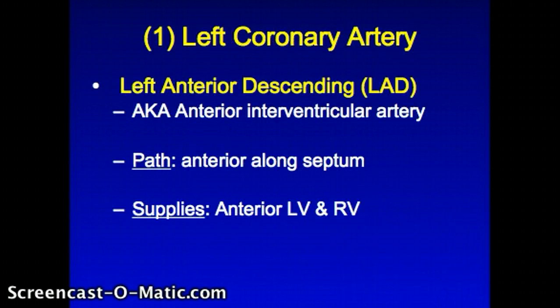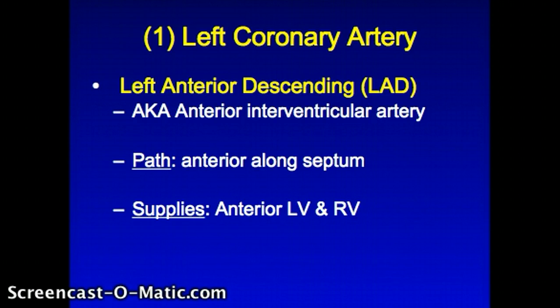Okay, the first one in your notes is the left anterior descending, or the LAD. It's also called the anterior interventricular artery because it is mainly going to work with the septum. It's going to deal with the ventricles mostly. If you look at the path, where the vessel goes down the heart, it's going to go anterior, which means front, along the septum. And remember, the septum is the middle part of the heart that divides one side from the other. It's going to supply the anterior left and right ventricles with the blood flow that they need.